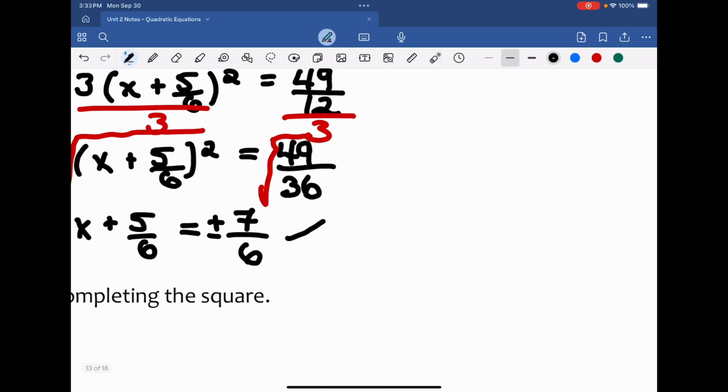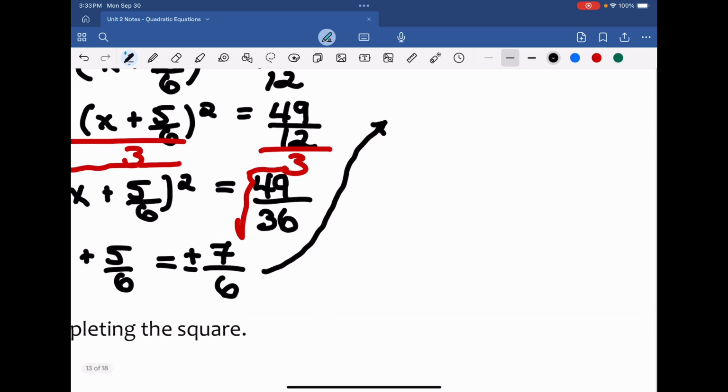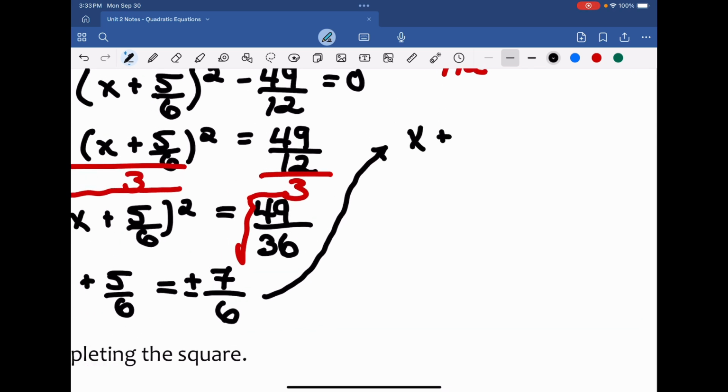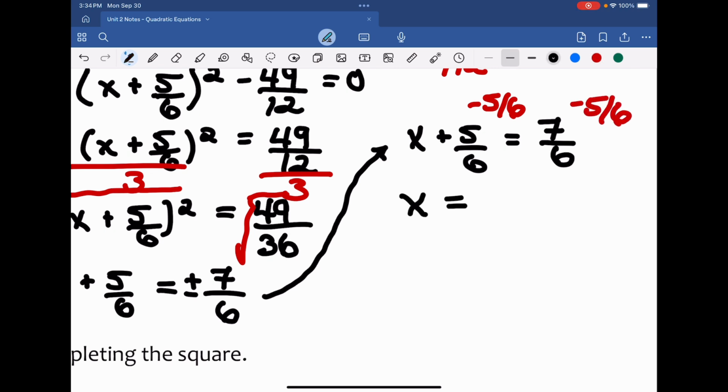Now we're going to separate this into the two cases. So I'm going to arrow up and do the first case. We have x plus 5 over 6 is equal to the positive 7 over 6. Now we're going to subtract the 5 over 6 from both sides, minus 5 over 6, minus 5 over 6. This is going to give us x is equal to 7 over 6 minus 5 over 6, which is the same as 2 over 6, which is equal to 1/3.